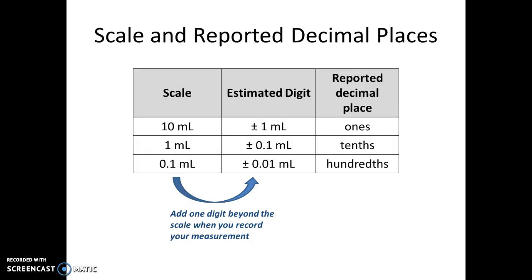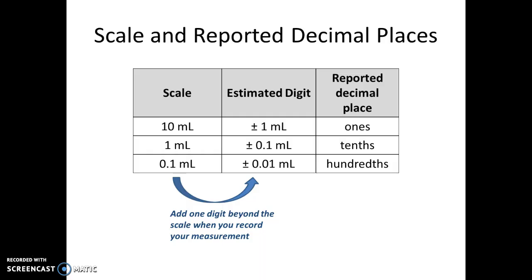The general rule for this lab is that you record 1 digit beyond the scale. For example, if the scale is 10 milliliters, you want to record your measurement to the nearest 1 milliliter, the ones place. If the scale were smaller, say 1 milliliter, then adding 1 digit beyond the scale means you record your measurement to the nearest 0.1 milliliter, the tenths place, or 1 digit after the decimal point.